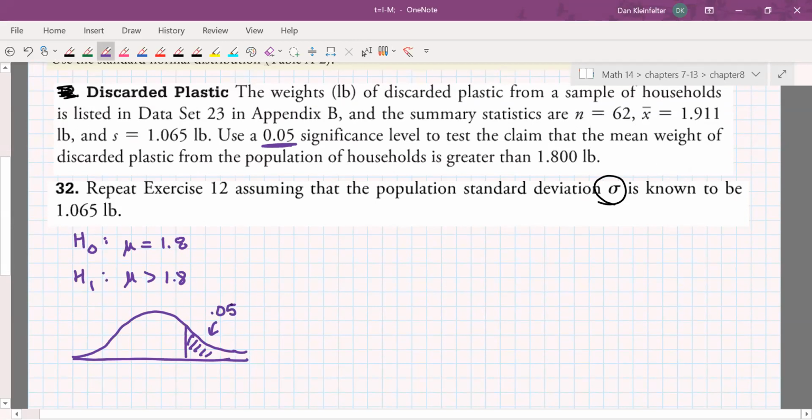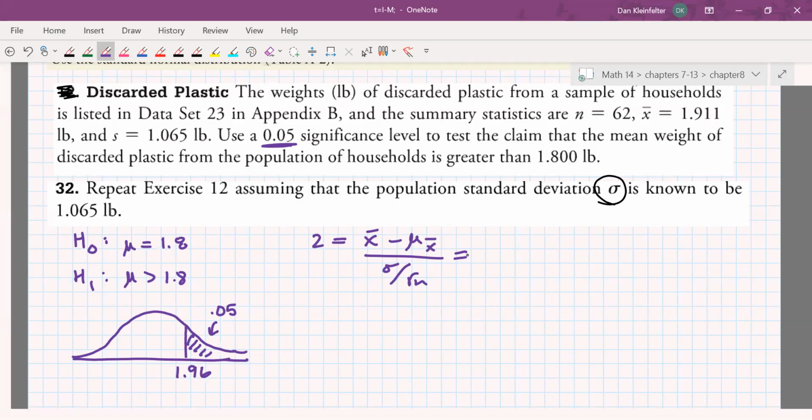Okay, so then with an alpha of 0.05, that's going to be 1.96. Okay, and then the test statistic, z, is going to be x bar minus mu, x bar over sigma this time, since we know it, over root n. Okay, so then let me calculate that for you.